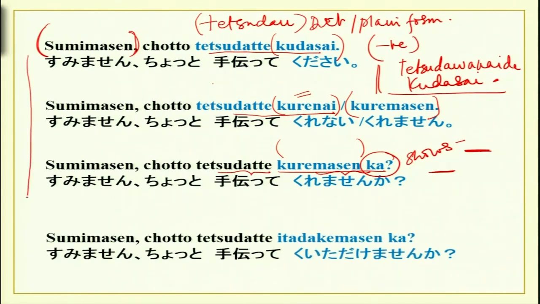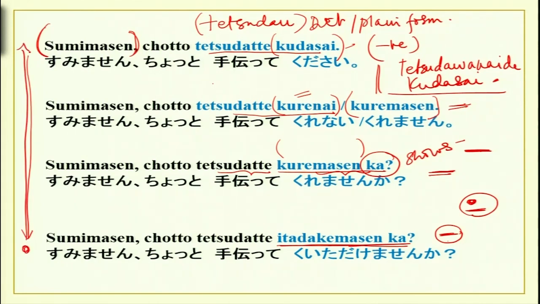Now, you can see the degree of politeness, how it is increasing. Over here it is kudasai, semi-order, it is with friends or with family. Now this is a little more towards being respectful and humble. And what is this over here? Itadakemasen ka? Sumimasen chotto tetsudatte itadakemasen ka. Very, very polite. Definitely you can make out from here that the person is senior or the situation is formal. It's not just your friends or family. Position is still here. The person is over here and your position is here. So you can see how the degree changes from very polite to not being so polite, being direct.